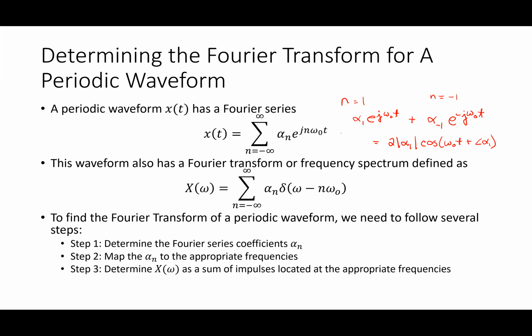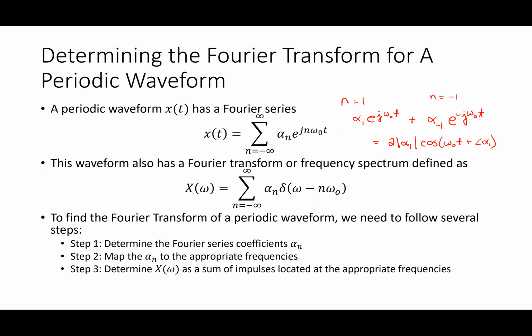So the Fourier series says that this waveform x of t, which is periodic, can be written as a sum of cosine waveforms that are harmonically related, meaning their frequencies are integer harmonics of each other, or integer multiples of each other.